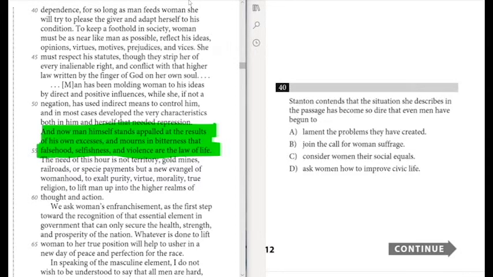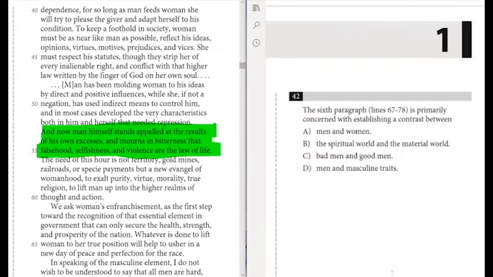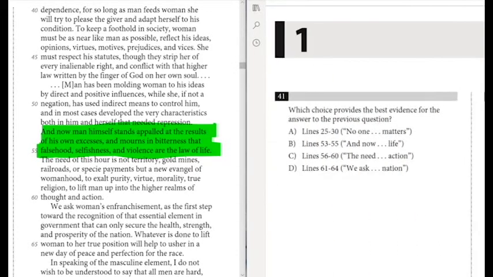"And now man himself stands appalled at the results of his own excesses and mourns in bitterness that falsehood, selfishness, and violence are the law of life." So in our own words, we can say the quote is saying that even man himself is disgusted at the world that he had created. So that matches exactly answer choice A. Even men have begun to lament the problems they've created. And the answer to 40 is A.